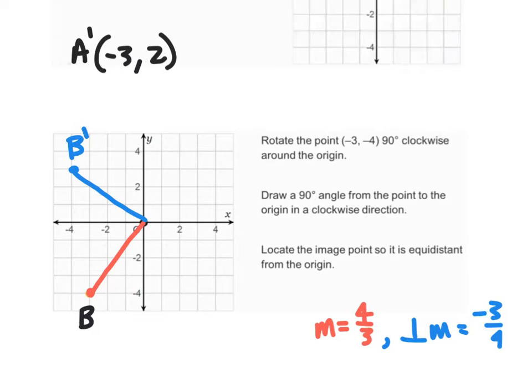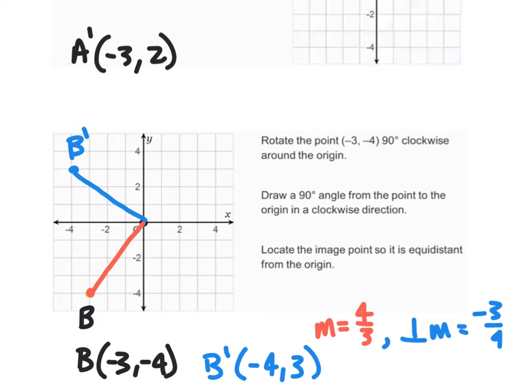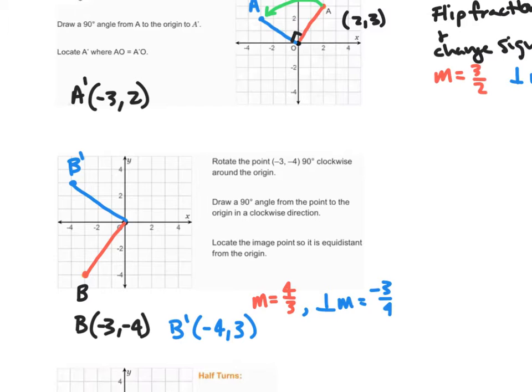So if point B was the point (-3, -4), then B prime is going to be the point (-4, 3). So notice how these are changing.